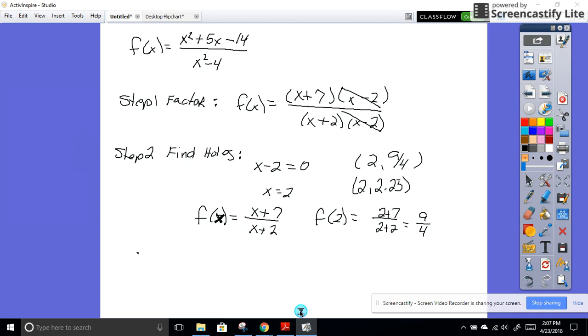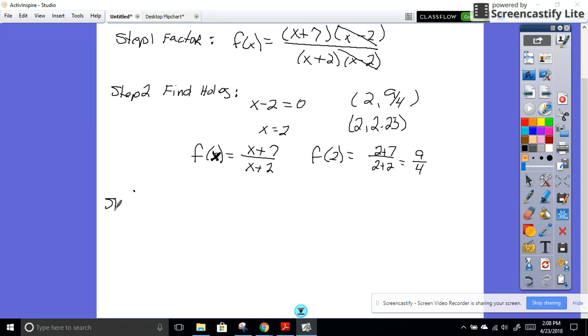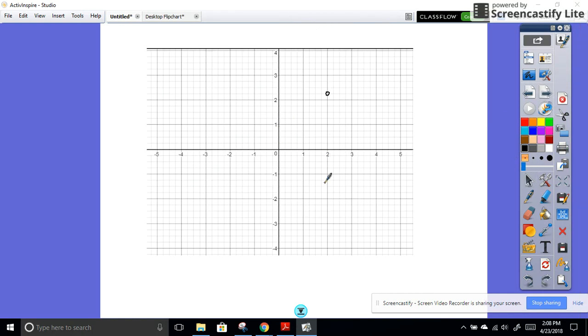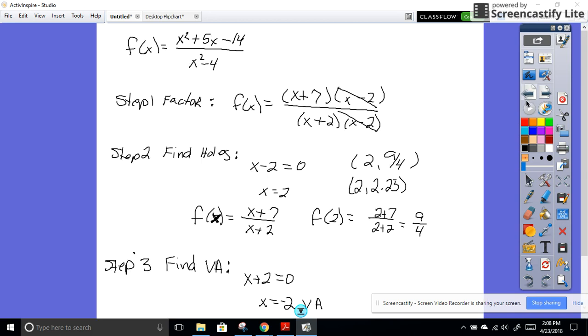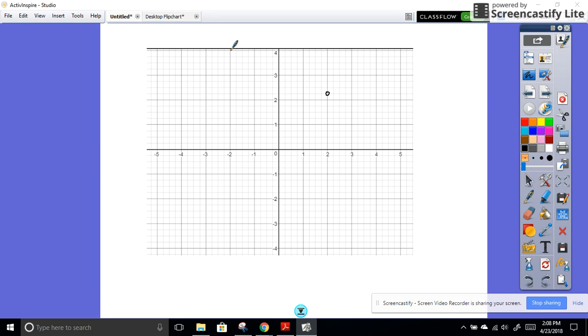Step 3 was to find the other point of discontinuity. That's removable discontinuity. Now find your vertical asymptote. A vertical asymptote is non-removable. We set the denominator equal to 0: x plus 2 equals 0, so x equals negative 2 is my vertical asymptote. Over here at x equals negative 2, I'm going to draw my vertical asymptote.